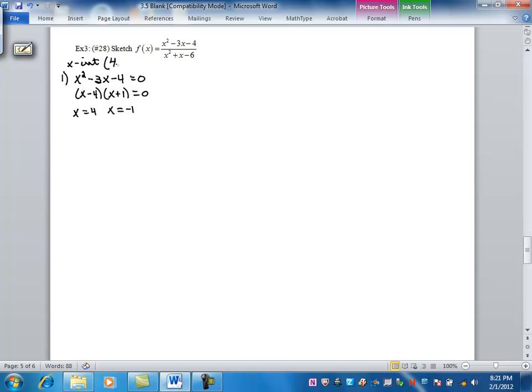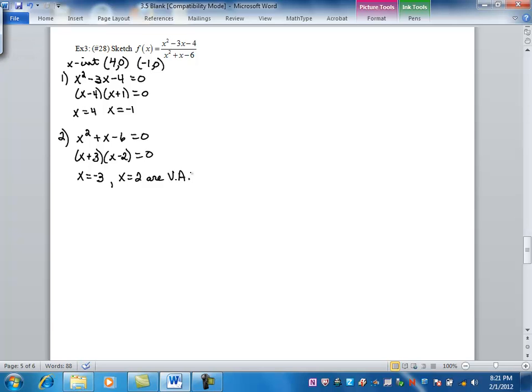Remember, please, intercepts are points on a graph, which means they are described using ordered pairs. So there's my x-intercepts. The second thing we're checking for are the real zeros in the denominator. So x squared plus x minus 6, where's that equal to 0? Well, this is x plus 3 times x minus 2. And so here, x equal negative 3 and x equal 2 are my vertical asymptotes.